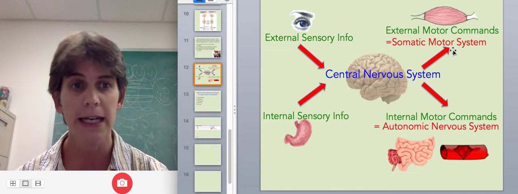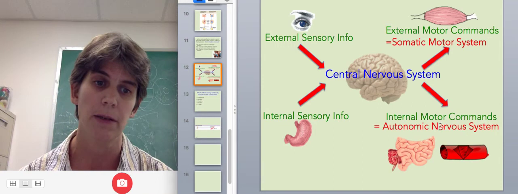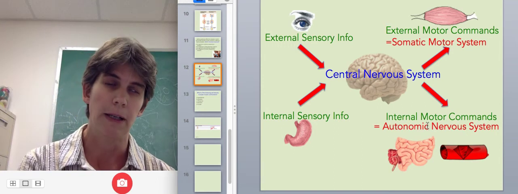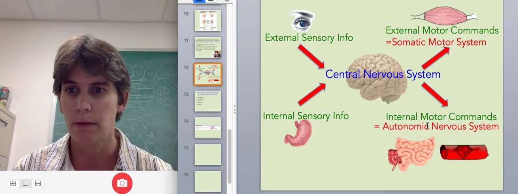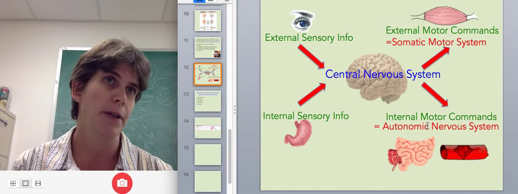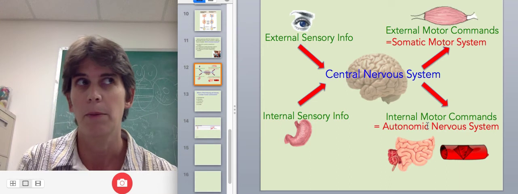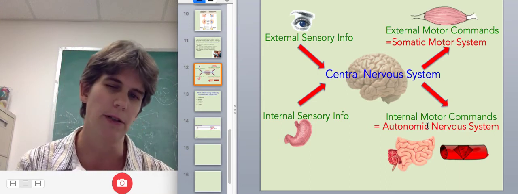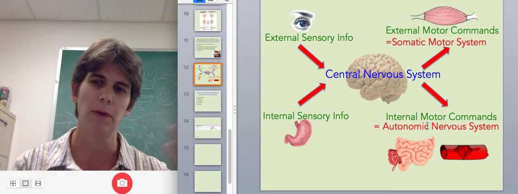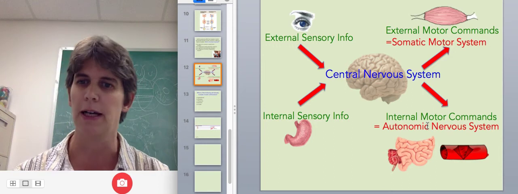A related difference is that the autonomic nervous system can either stimulate or inhibit its organs. So the sympathetic nervous system will stimulate the rate of the heart beating, but it will inhibit the rate of contraction in the small intestine. So the same system can either increase or decrease the activity.